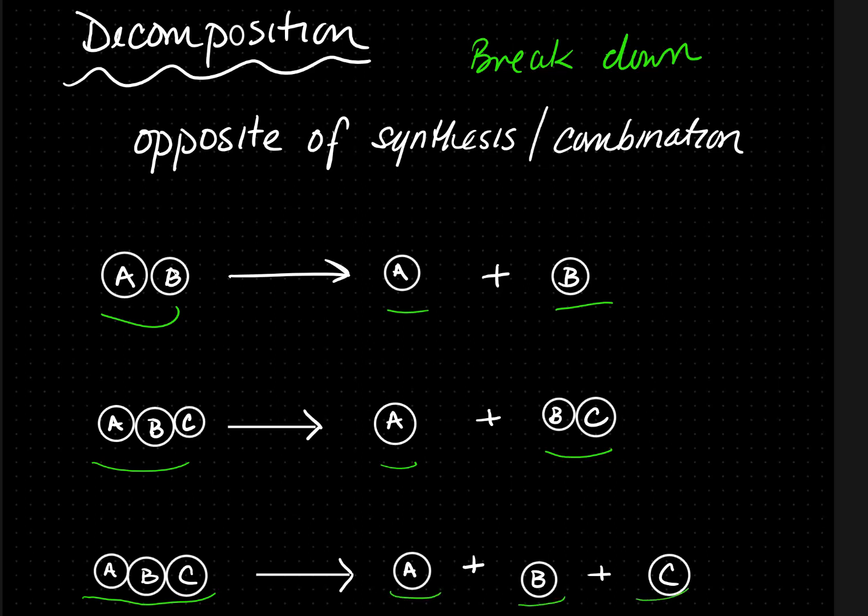So general format is you're going to always start with one compound on the reactant side and you're going to end up with an element and a compound or plus an element or a compound.